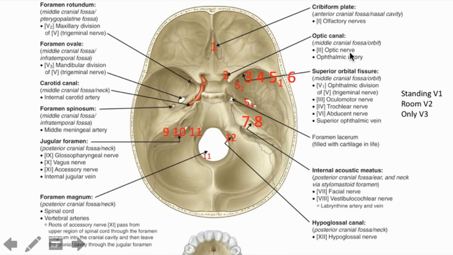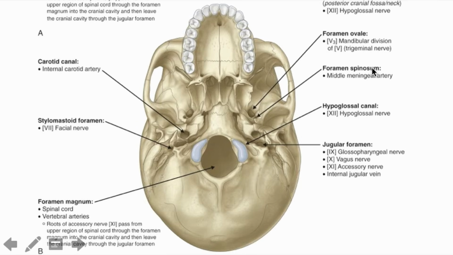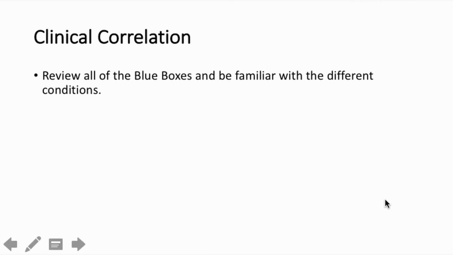Y'all need to know this and where they go through, because this is super testable material and it's important to know. Alright, I'm not going to go through this in a whole bunch of detail. This is basically the underside of the skull, and again we can note which structures come out of which foramen in this area as well.